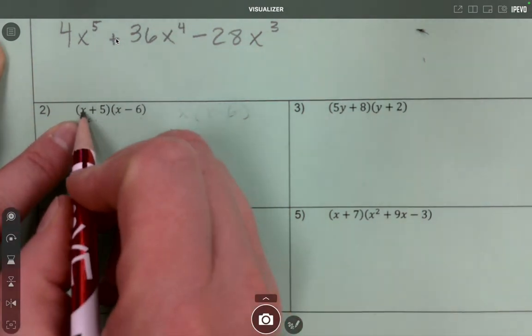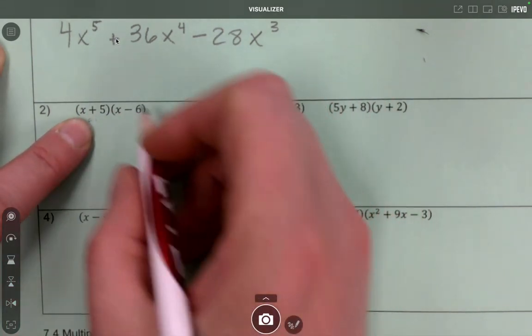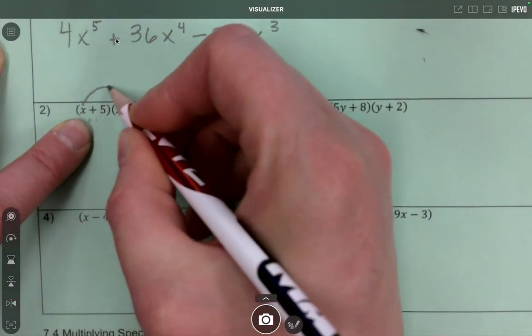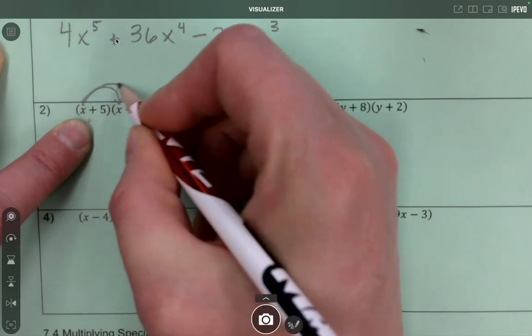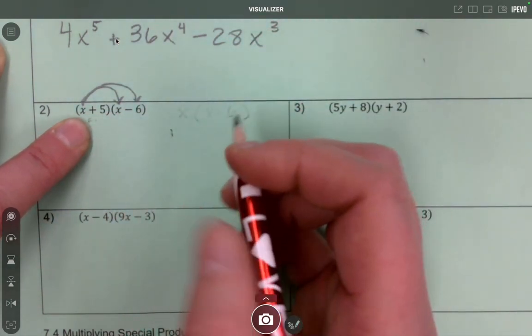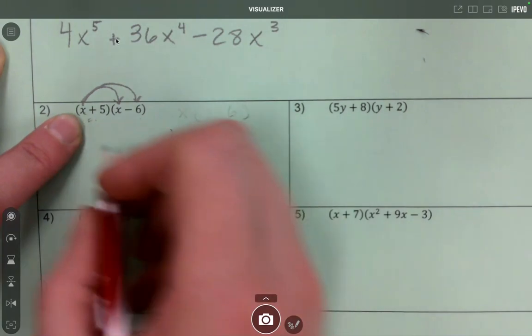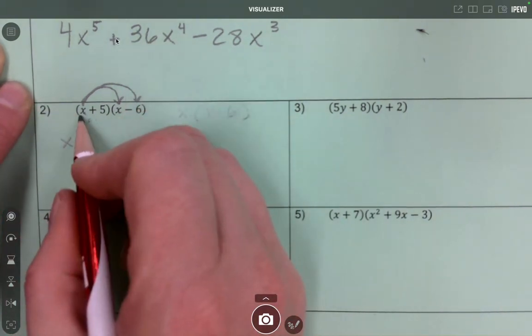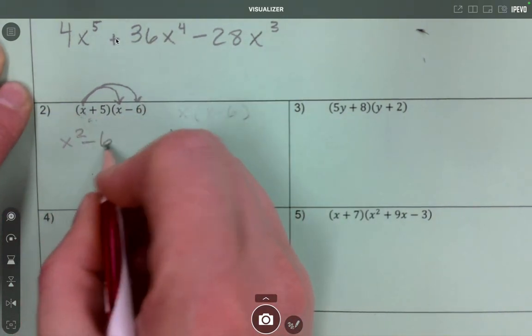So I'm going to look at this x, and the x needs to play everybody on the other team. So we're going to multiply x times x. We're going to multiply x times negative 6. So let's go ahead and do that. So if I have an x times an x, that makes an x squared. X times minus 6 is a minus 6x.